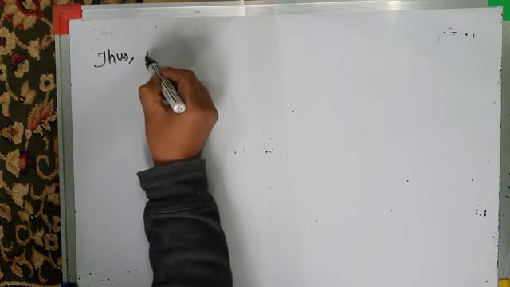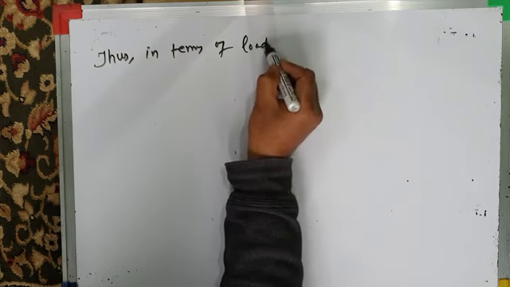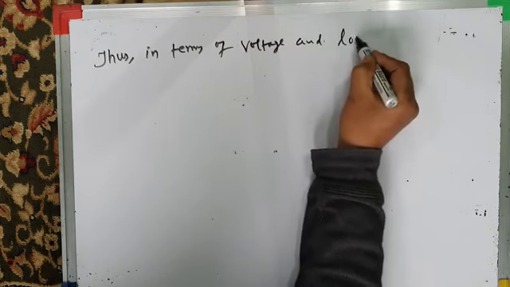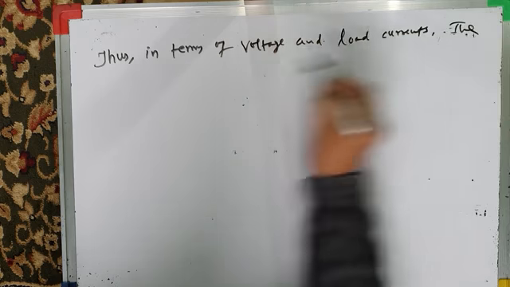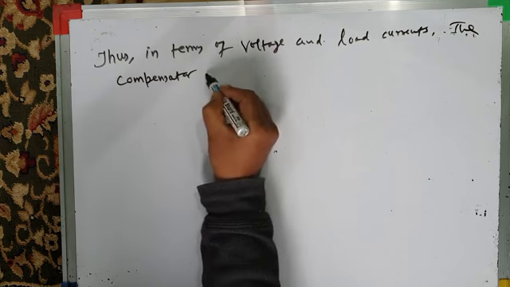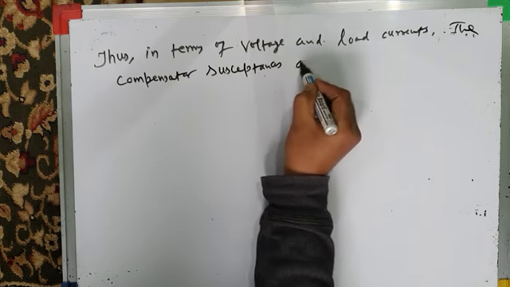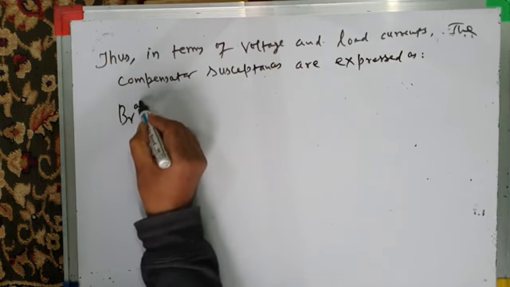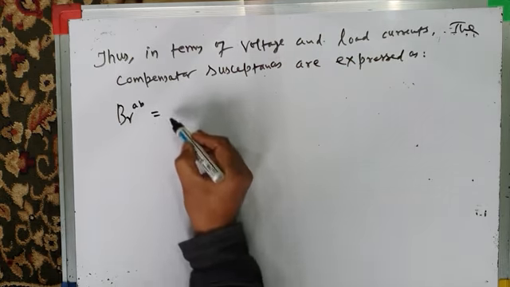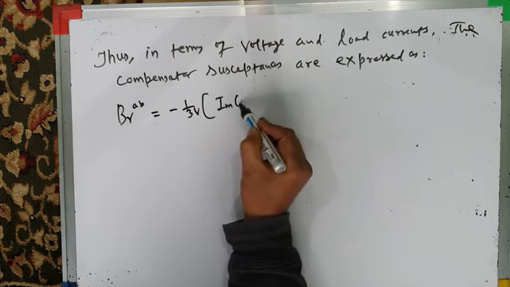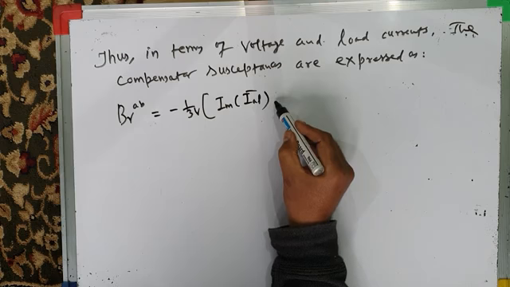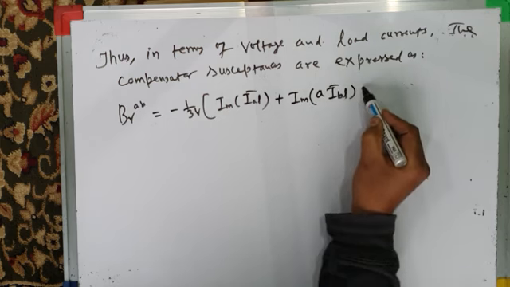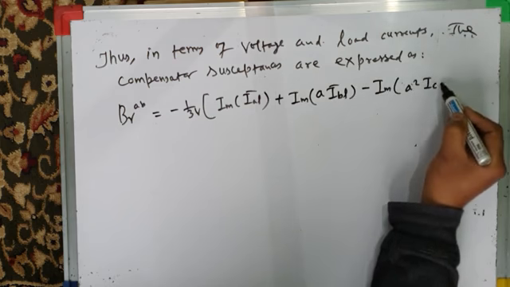Then I will write this in terms of source voltage and load currents, the compensator susceptances. The compensator susceptances are expressed as: susceptance of branch AB, B gamma AB, is equal to minus 1 by 3V into imaginary part of line current IAL, plus imaginary part of A times current IBL, minus imaginary part of A square times load current ICL.